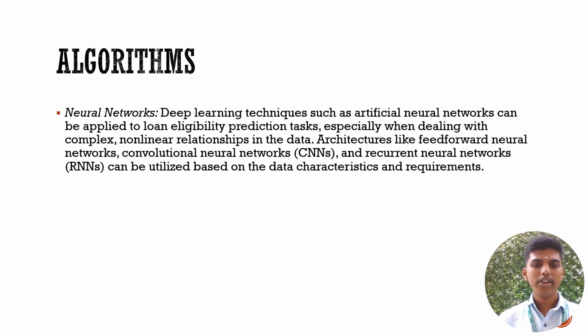The next slide will be handled by my friend Danush. Algorithms. Neural networks. Deep learning techniques such as artificial neural networks can be applied to loan eligibility prediction tasks, especially when dealing with complex nonlinear relationships in the data. Architectures like feed-forward neural networks, convolutional neural networks, and recurrent neural networks can be utilized based on the data characteristics and requirements.